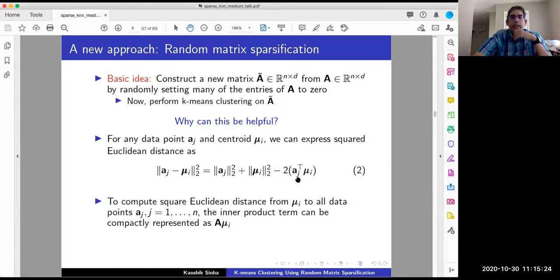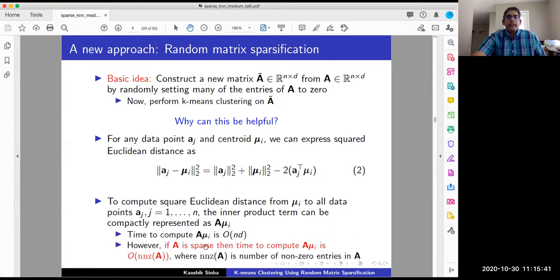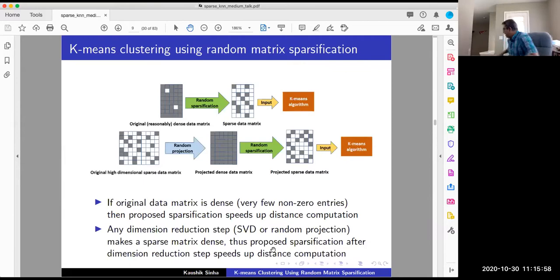And if you try to write all these data points in the form of rows of a matrix and then multiply by this vector, essentially it's just a matrix-vector multiplication. Typically the computation time for this is of the order of nd, because A has n rows, d columns, and mu_i has d entries. The idea is that if you can make A very sparse, then the computation time will be of the order of the number of non-zero entries in A. If you can make it really sparse, then you can speed this up. So the high level idea is as follows.